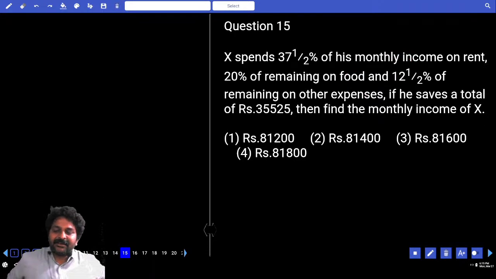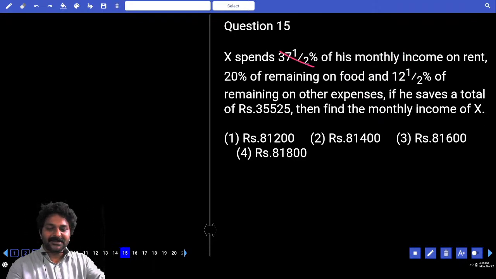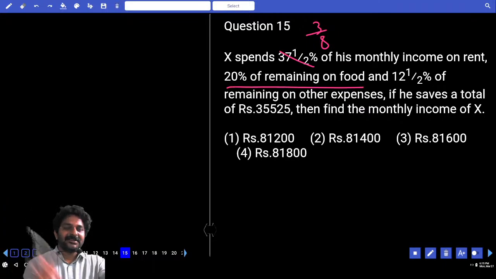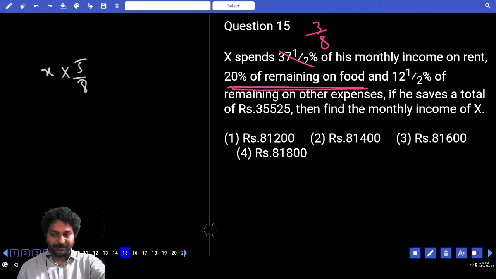X spends 37.5% of his monthly income on rent. 37.5% అంటే 3/8 అనొచ్చా? మాట్లాడండి. 20% ఆఫ్ ద రిమైనింగ్ ఫుడ్. స్టాప్. 3/8 ఆల్రెడీ స్పెండింగ్స్ అయితే రిమైనింగ్ ఎంత? 5/8. ఈ రిమైనింగ్లో 20% ఫుడ్కి ఇచ్చారు.